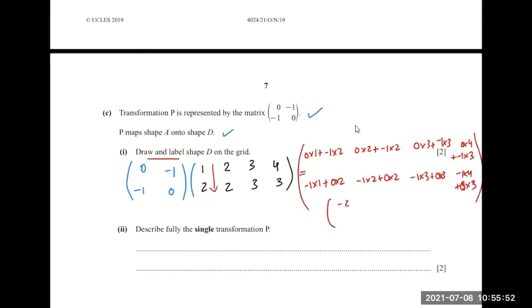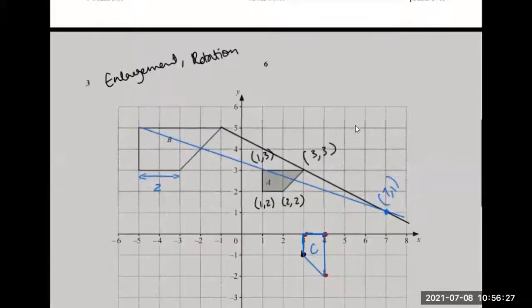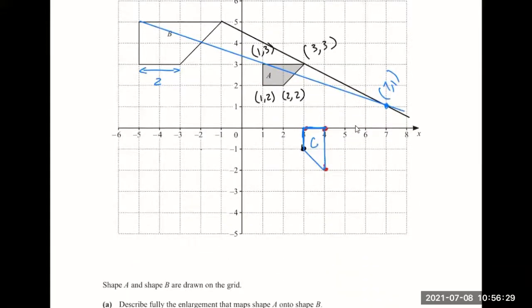That gives me -2, that gives me -1, that gives me -2, that gives me -2. Then it gives me -3, and that also gives me -3. That gives me -4. So -2 and -1.